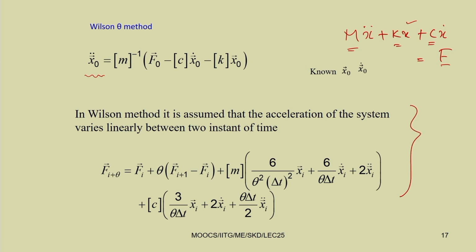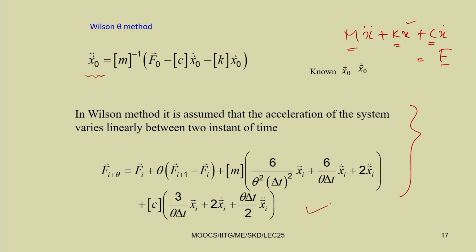By taking different values of theta, we can write down this equation in this form, that is f I plus theta equal to f I plus theta into f I plus 1 minus f I, plus m into 6 by theta square delta t square x I plus 6 by theta delta t x I dot plus 2 x I double dot, plus c into 3 by theta delta t x I plus 2 x I dot plus theta into delta t by 2 x I double dot.